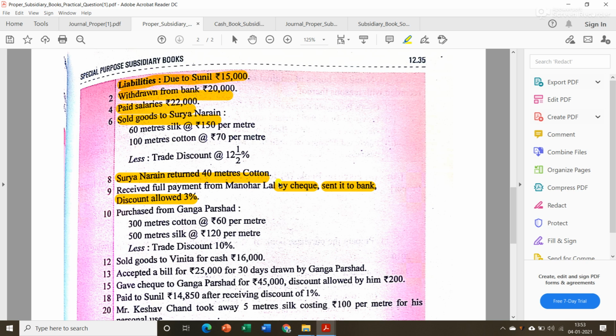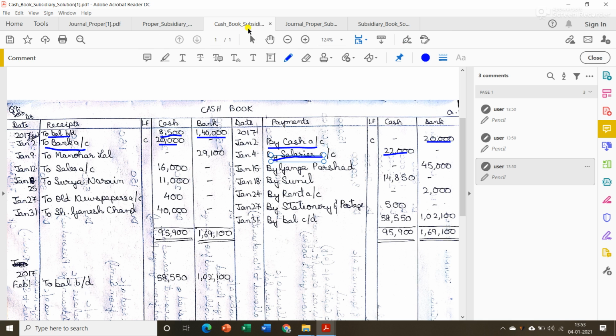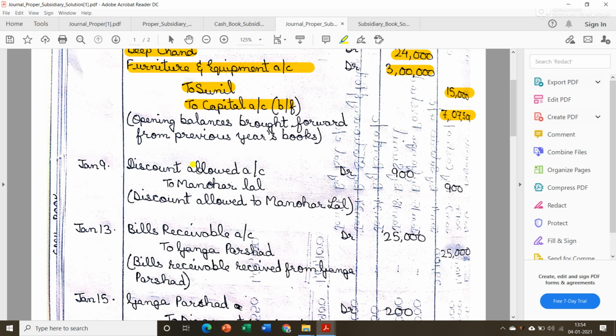Since he paid by check and we sent that check to the bank, that means we are going to receive the amount in our bank. So for this we have to pass an entry in the cash book. Since we are going to receive, we will write to Manohar Lal rupees 29,100, because we have to calculate 3% discount of 30,000, and 3% of 30,000 is 900. So after deducting 900, we got 29,100 from Manohar Lal, and for providing the discount we have to pass a journal entry: discount allowed account debit to Manohar Lal rupees 900.